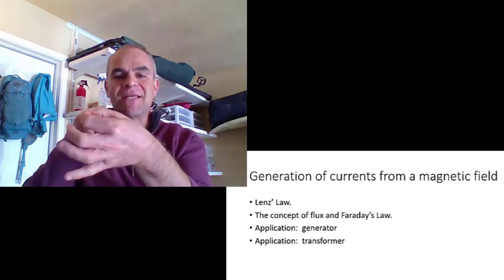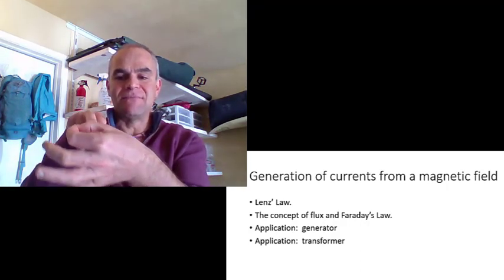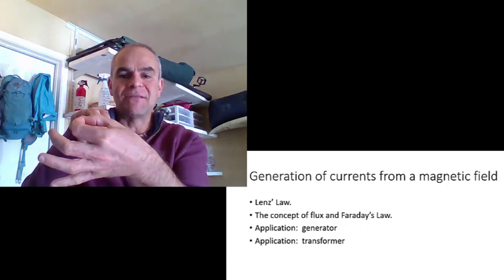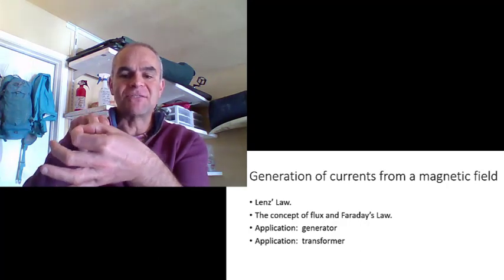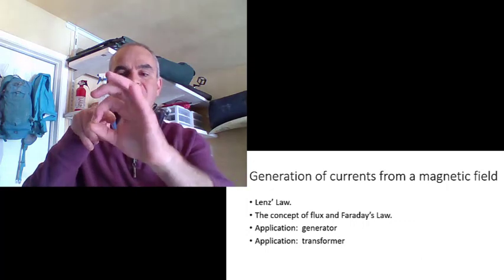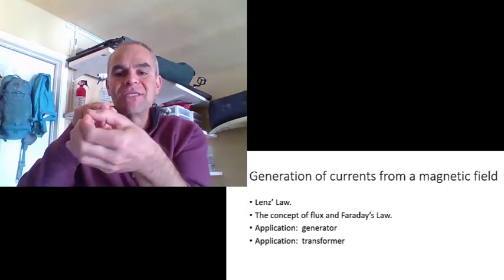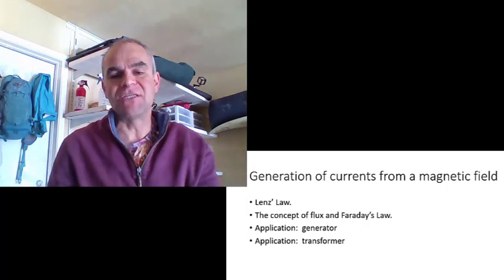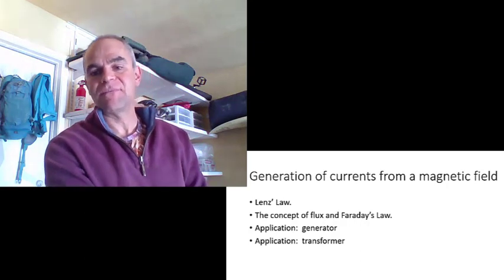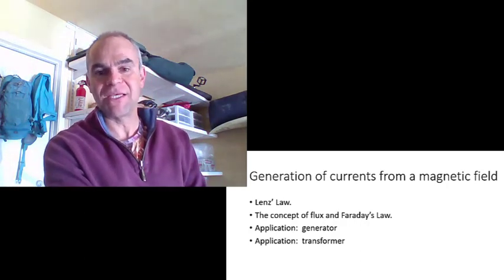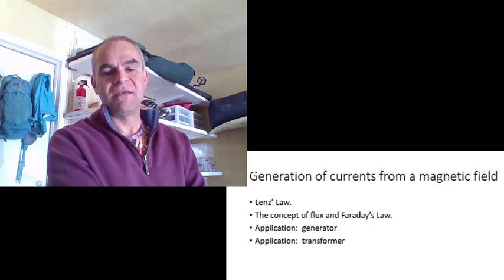And if the area is like this, in line with the magnetic field, then the flux is going to be zero. So if you have a rotating coil here, you're going to have a changing flux. And that changing flux leads to sinusoidal voltages and currents, which is how we get AC currents.